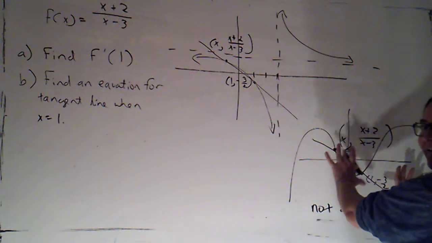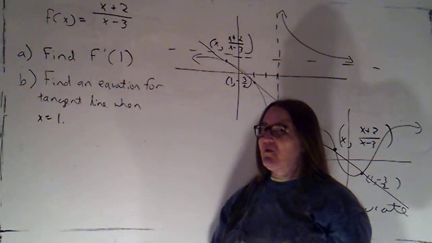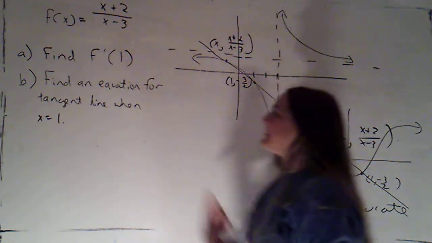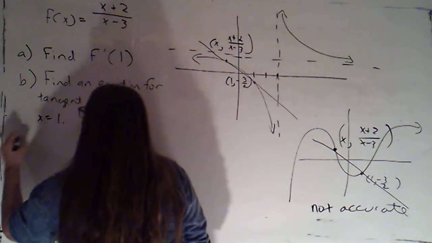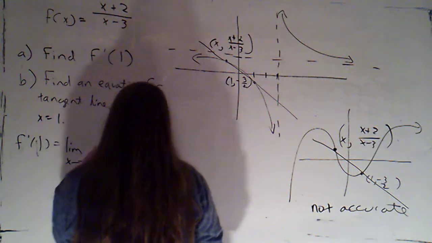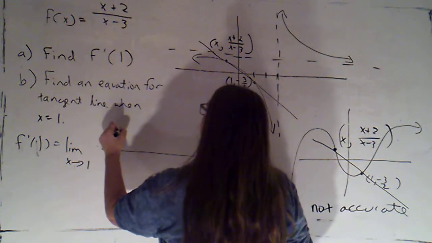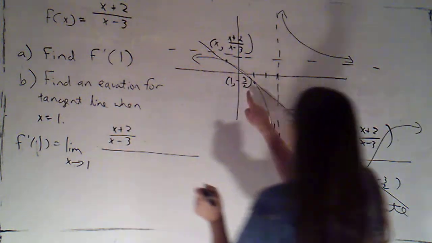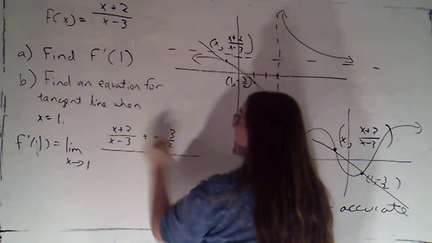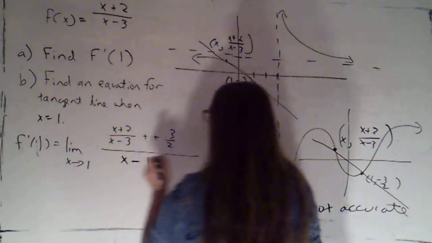If I haven't bothered to draw an accurate picture but just drew a random function so that I had a place to put some points, I don't want to assume that the behavior of that random function matches the behavior of this specific function. All right, so f prime of 1 is going to be the limit as x approaches 1 of rise over run. So x plus 2 over x minus 3 minus a negative 3 halves. Of course, that's just going to become plus 3 halves over x minus 1.